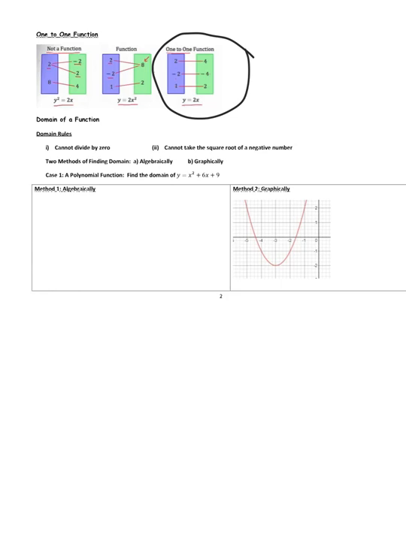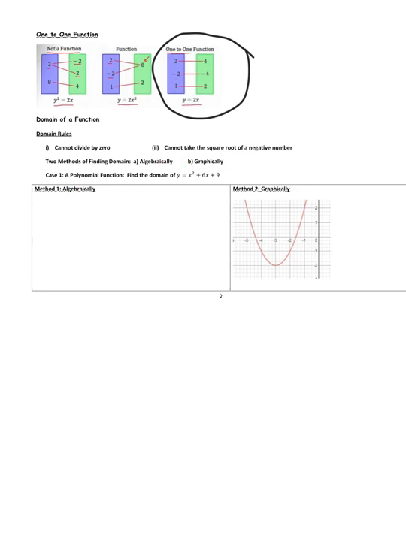So let's look at how to find the domain of a function. When you're looking for the domain of a function, these are the things we need to remember. You cannot divide by 0. You cannot take the square root of a negative number. So there are 2 methods we are going to use. We're going to use algebra, and we're also going to do it graphically.